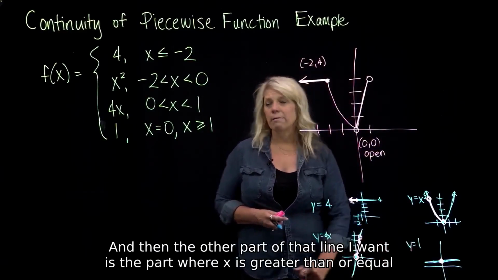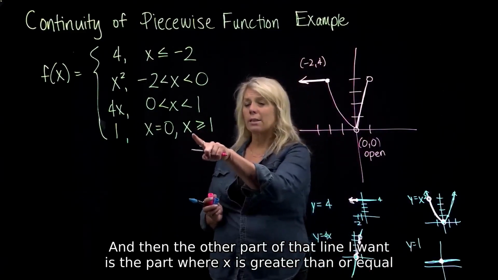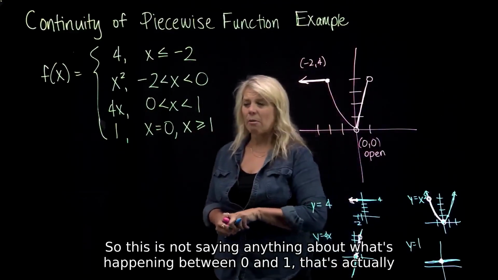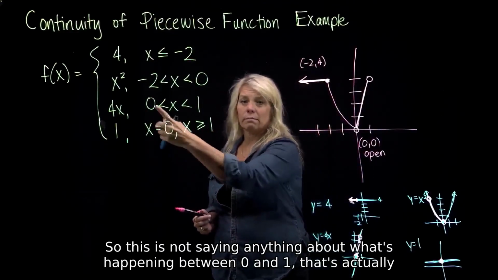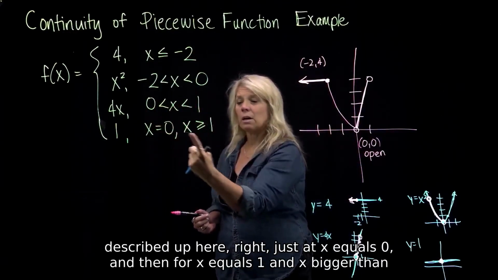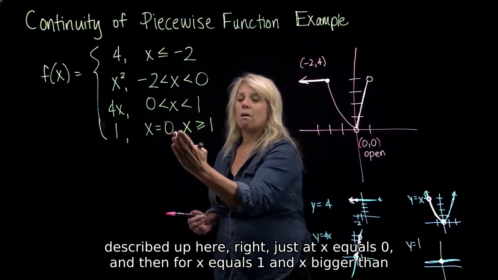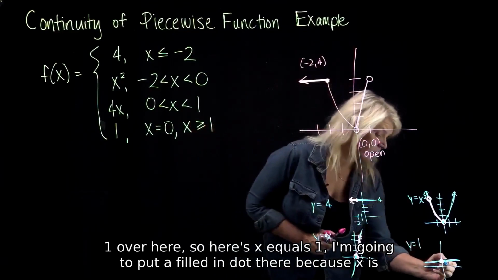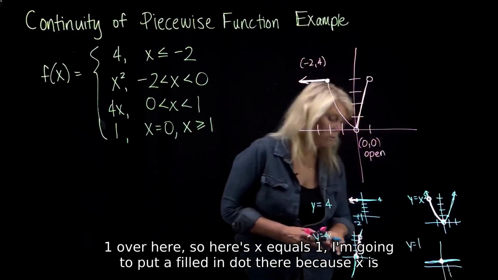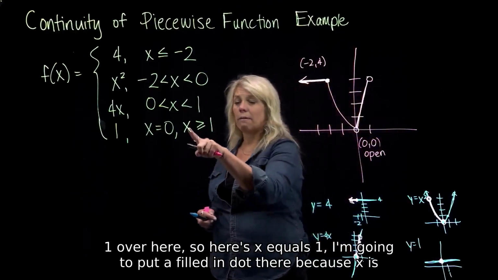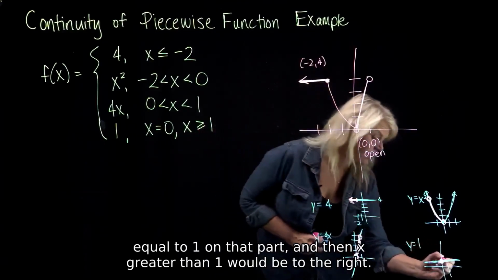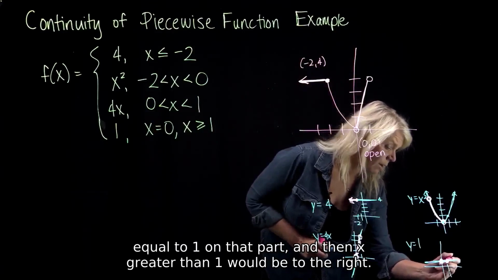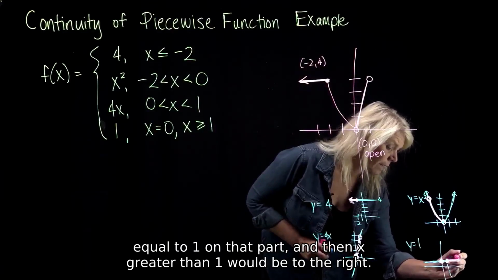And then the other part of that line I want is the part where x is greater than or equal to 1. So this is not saying anything about what's happening between 0 and 1. That's actually described up here, right? Just at x equals 0, and then for x equals 1 and x bigger than 1 over here. So here's x equals 1. I'm going to put a filled in dot there because x is equal to 1 on that part. And then x greater than 1 would be to the right of that.